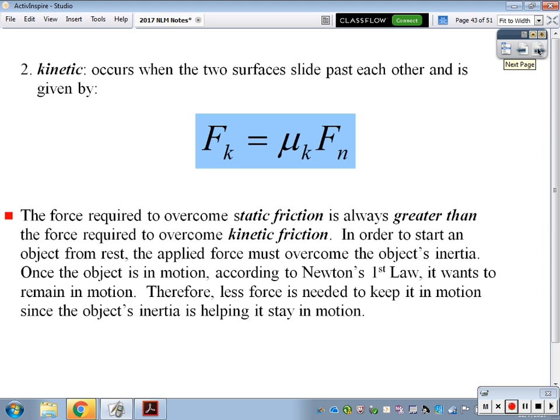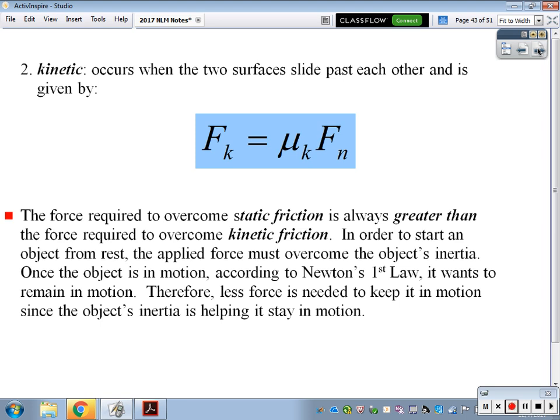Next one's a little easier than that. Kinetic friction, F_k. Kinetic friction is for an object that is already up and moving. It occurs when the two surfaces are already sliding relative to each other and is given by that equation. One of the things you will notice is, isn't it effectively the exact same equation? Take out the subscripts. Aren't we really talking about the same equation?